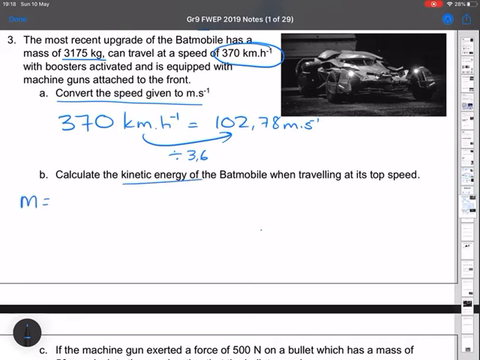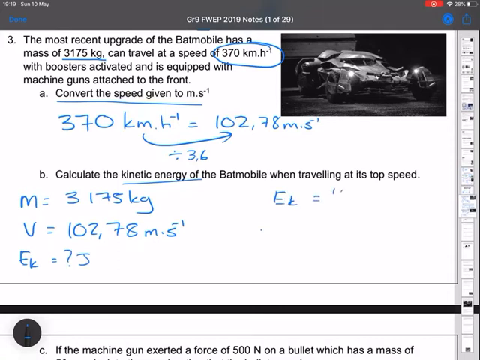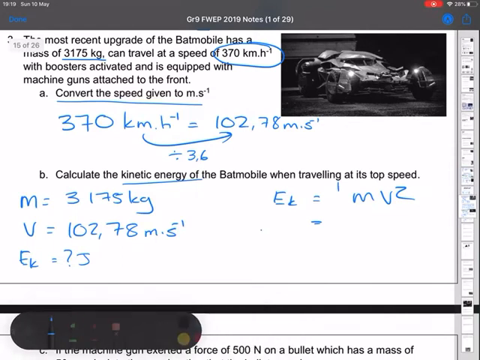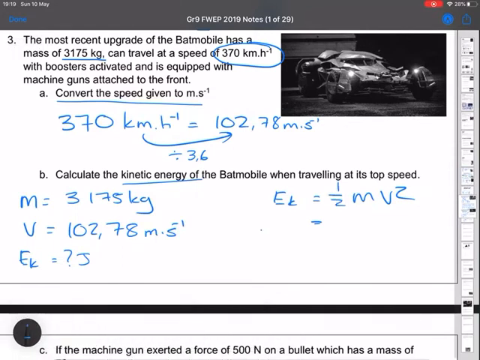So the mass of the Batmobile is 3,175 kilograms. The velocity that it travels at is 102.78. And we need to calculate the kinetic energy. Remember, kinetic energy is measured in joules. Formula: EK equals half mass times velocity squared. Remember, the half is actually on the denominator, so if you wanted, you could write it as a fraction. So half mv squared.